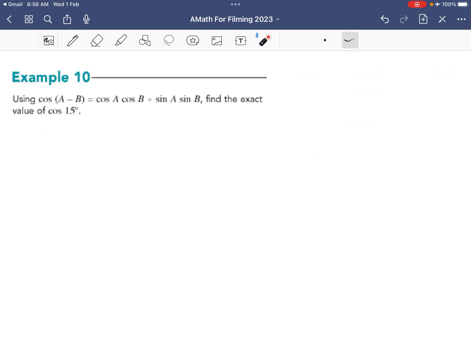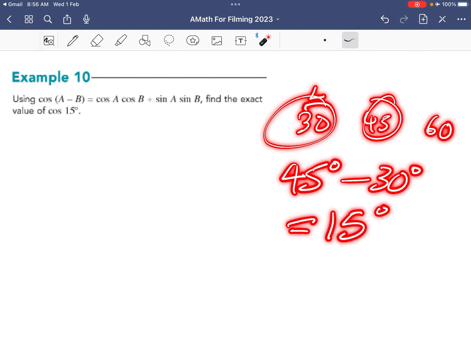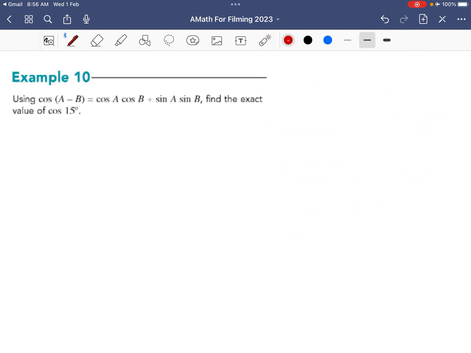So now, if I want to find cosine of 15 degrees, the first thing I can do is this. How do I get 15? I know you tell me 5 plus 10, but in terms of special angles, 30, 45 and 60. If you can see, if I take the difference of 45 degrees minus 30 degrees, what I'll get is 15 degrees. So that is what I will start with. So I'll say cosine of 45 minus 30. So I'm using special angles here. I know you can say that 60 minus 45 works as well.